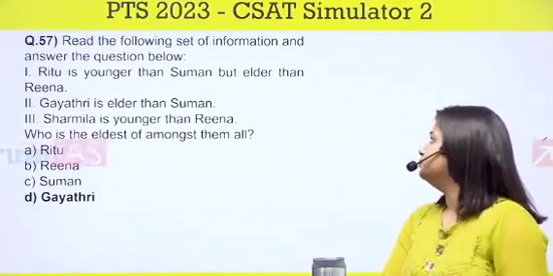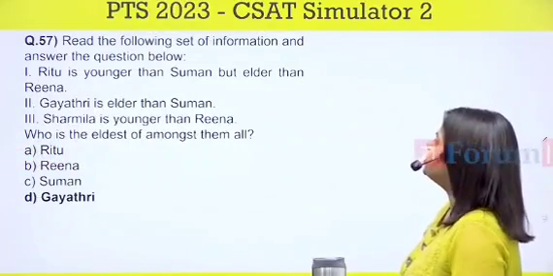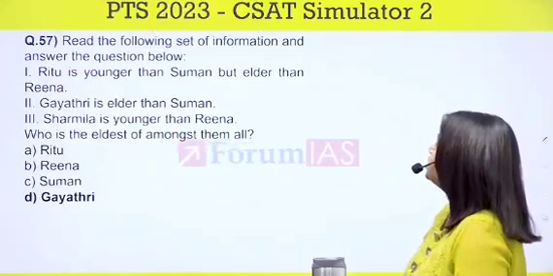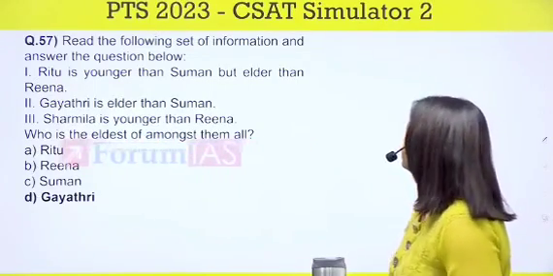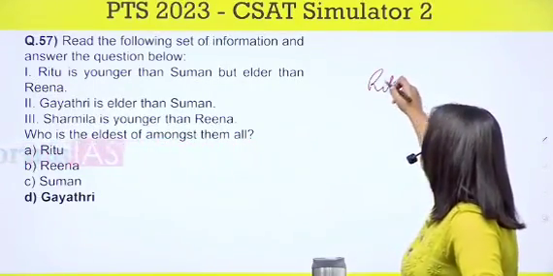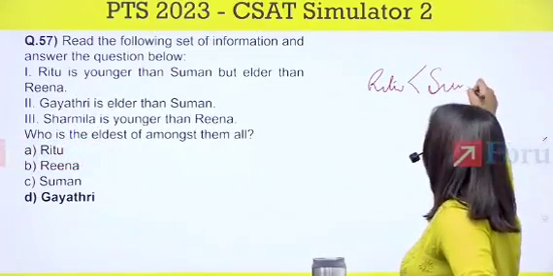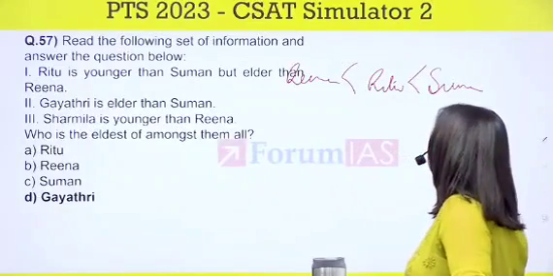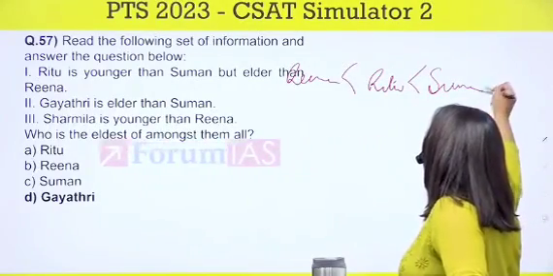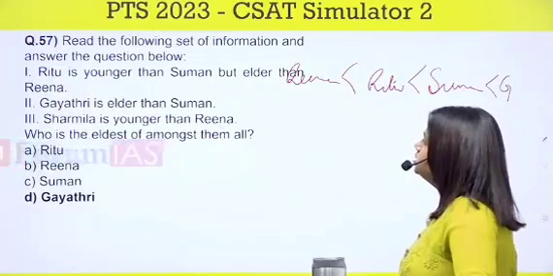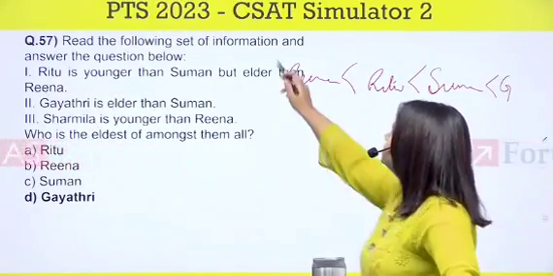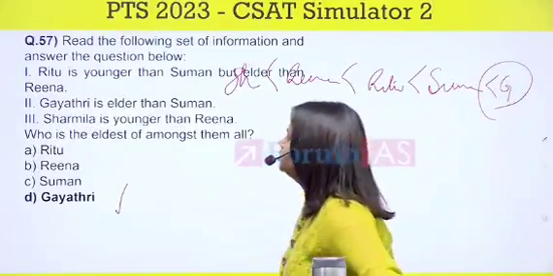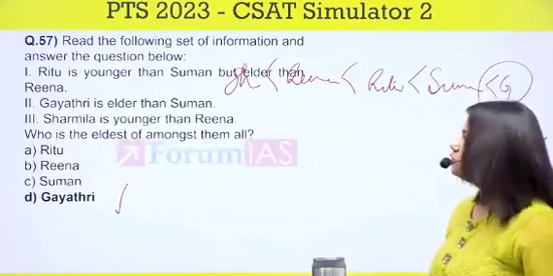Then question 57. Read the following set of information and answer the question below. Ritu is younger than Suman but elder than Reena. Gayatri is elder than Suman. Sharmila is younger than Reena. Who is the eldest among them all? Gayatri. I have my answer. Straightforward. That was question 57.